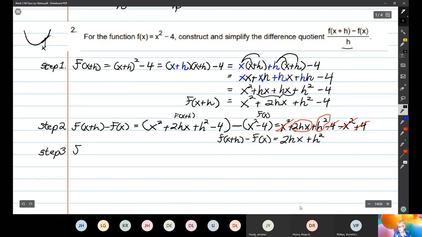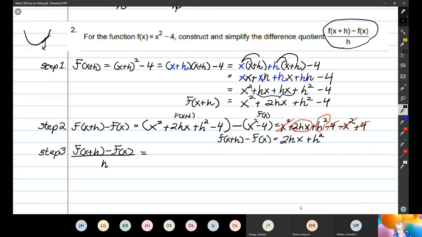Now, this is the difference quotient right here. This is what I have to find in order to find the slope of a line that touches the curve at one point for any particular x. So I have a formula. I can always find the slope, which is the rate of change at any point on my curve. See, it's always the same steps. You always follow the same steps.